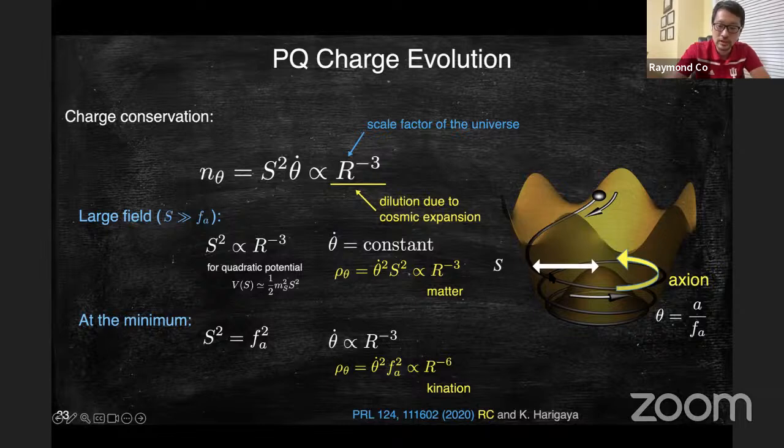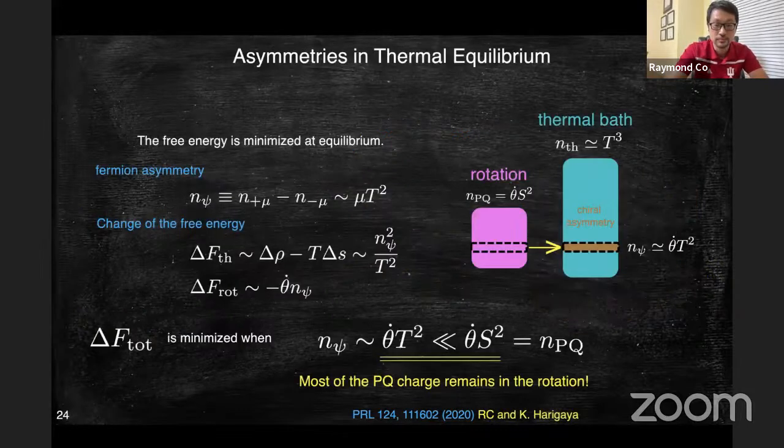So what that means is that this energy density of the rotation initially scales as matter and eventually has a very fast redshift. It will just redshift away compared to radiation. So it will transition from matter to kination. And there's also a very interesting phenomenology that I will explain further later in the talk.